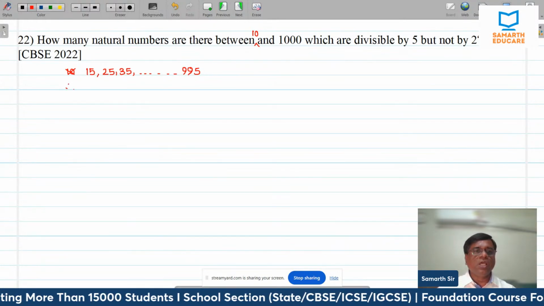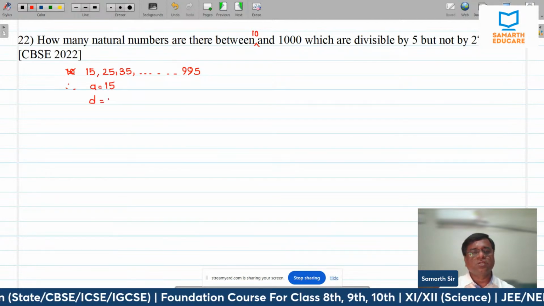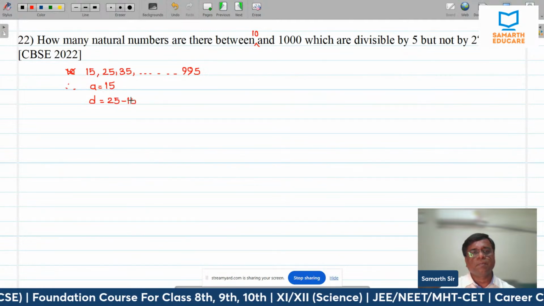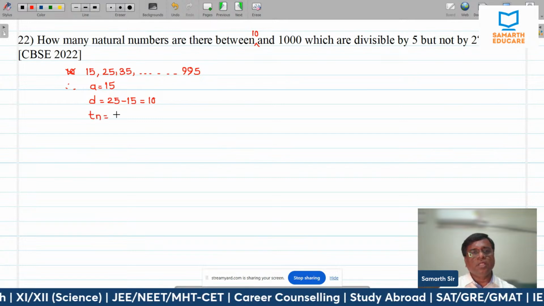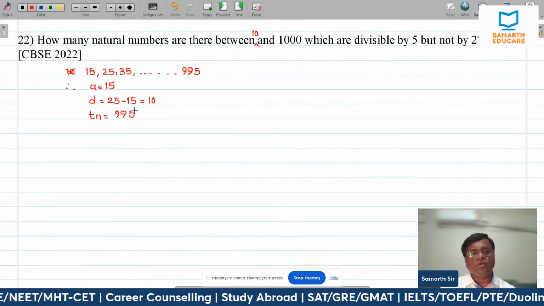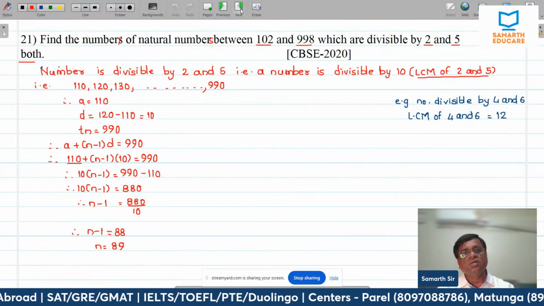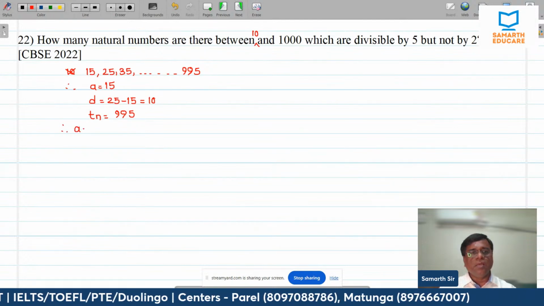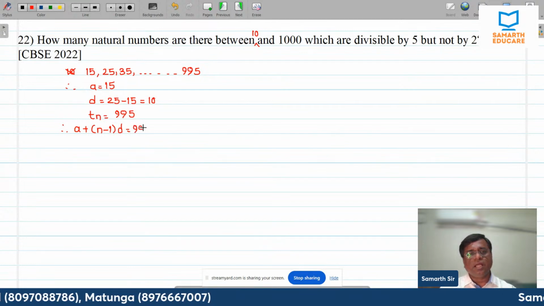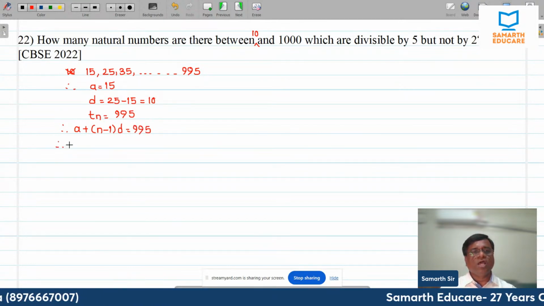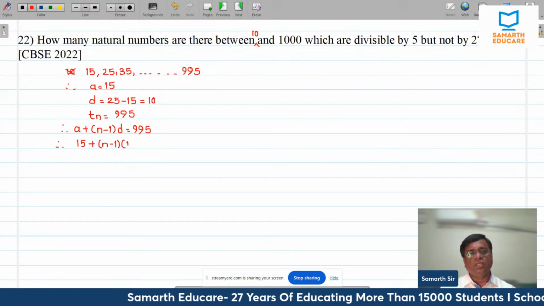Now, what did I learn from this? The value of A is 15, the value of D is 25 minus 15, which is equal to 10, right? The nth term in this case is 995. The process remains the same, just like what we have done in the last two questions. A plus n minus 1 into D is 995. That means 15 plus n minus 1 into 10.